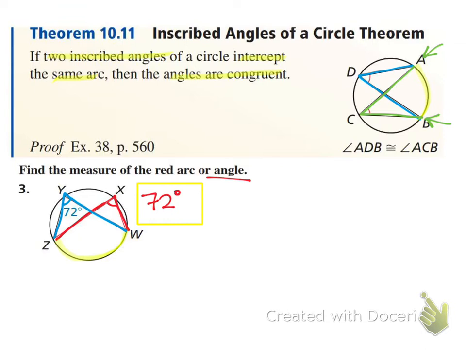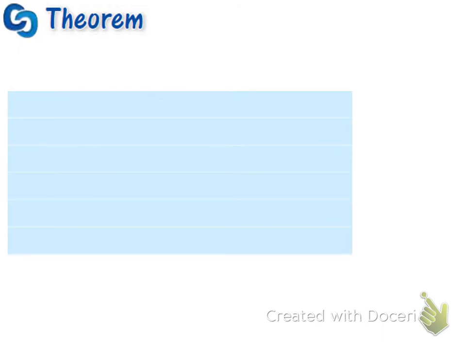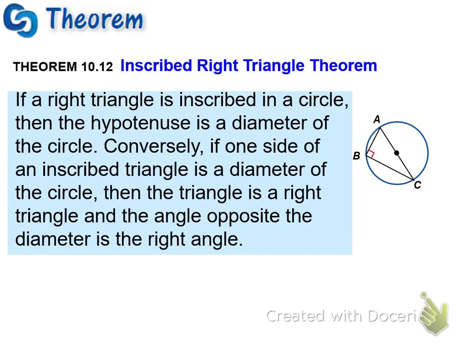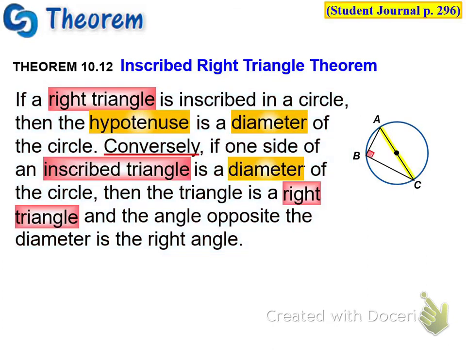All right. Now we're going to talk about triangles. What's going to pop up on the screen is a lot of words, and we're going to highlight what's important of the words. So, inscribed right triangles. If a right triangle is inscribed in a circle, then the hypotenuse, this is the first blank you have. So if a right triangle is inscribed in a circle, then the hypotenuse is a diameter.